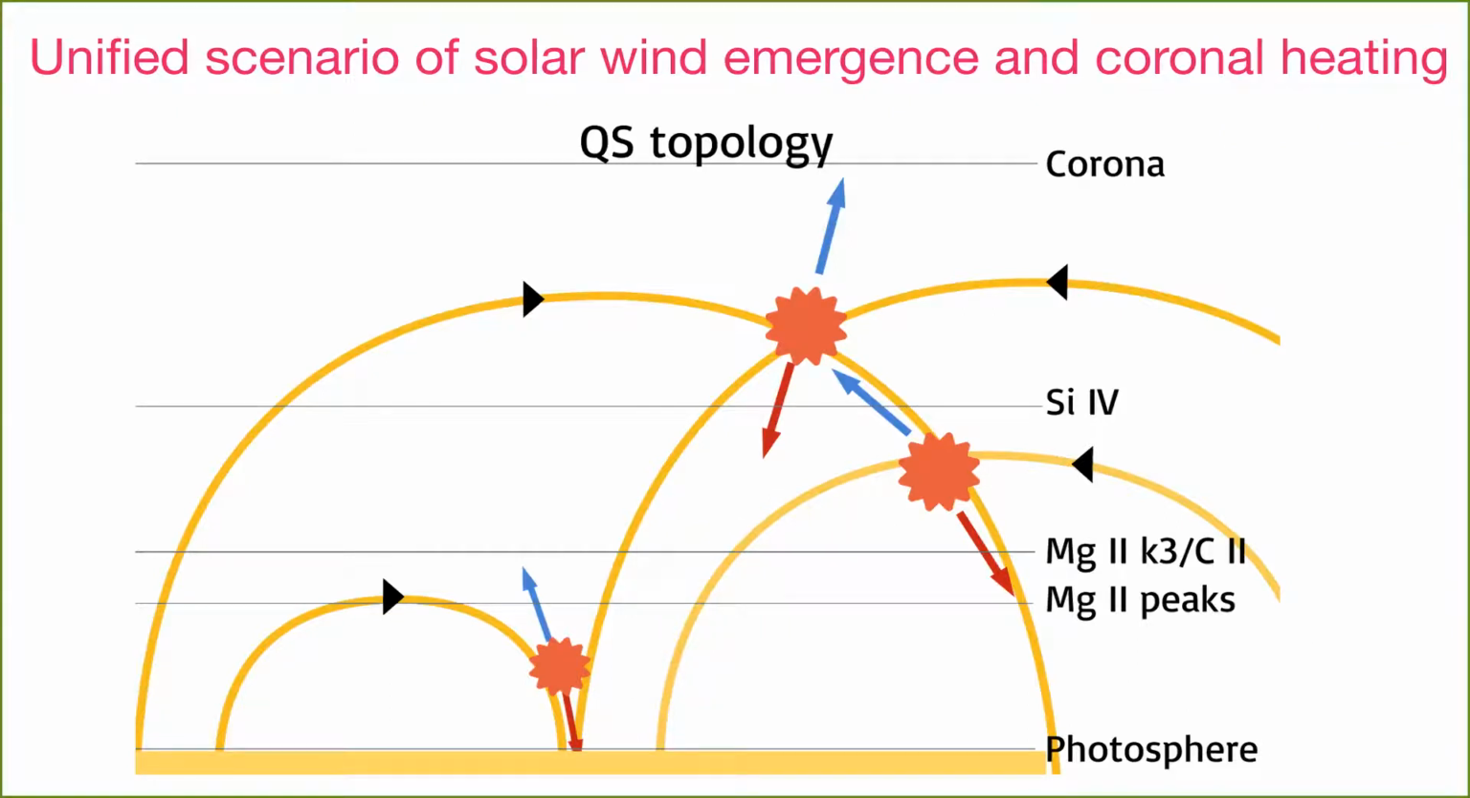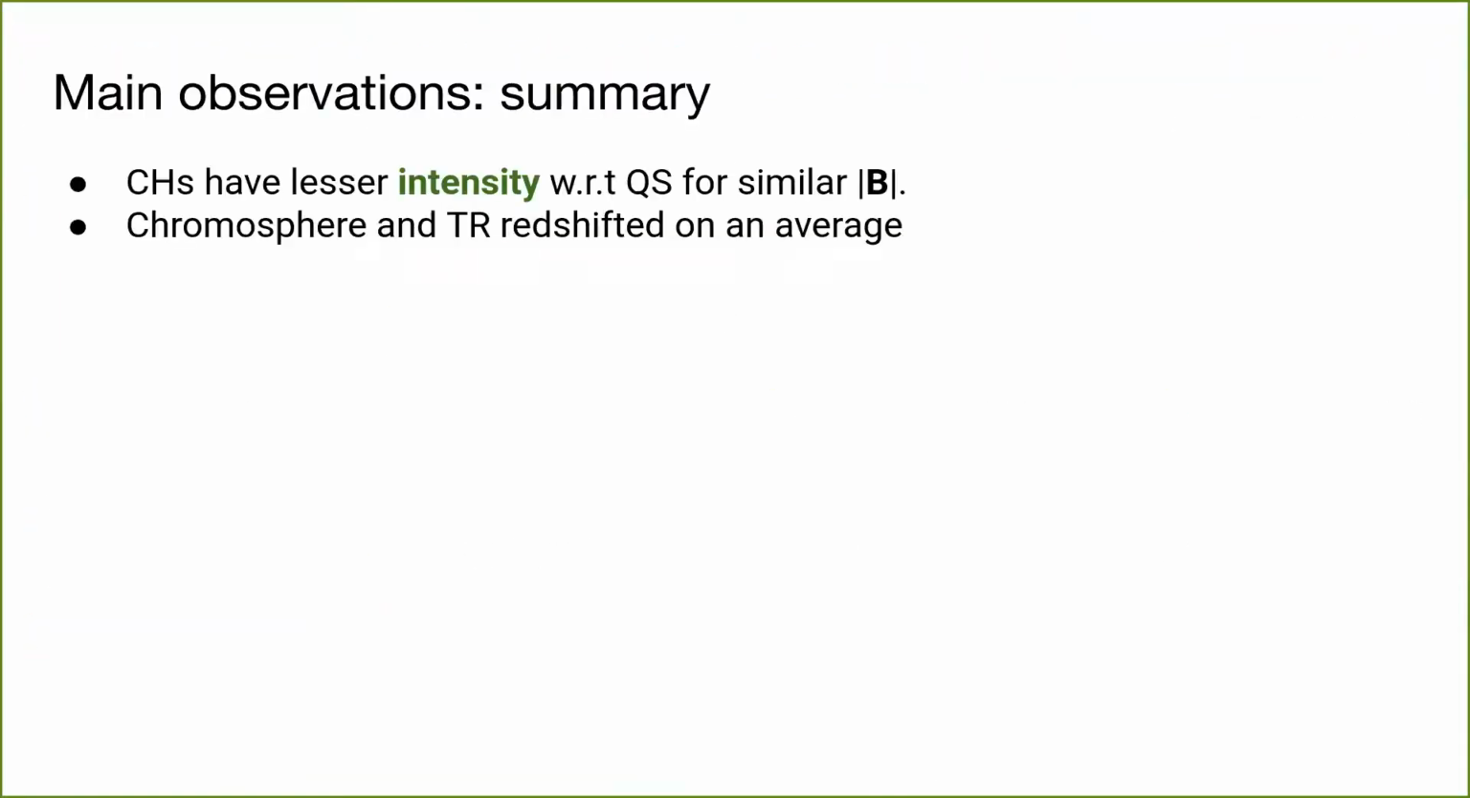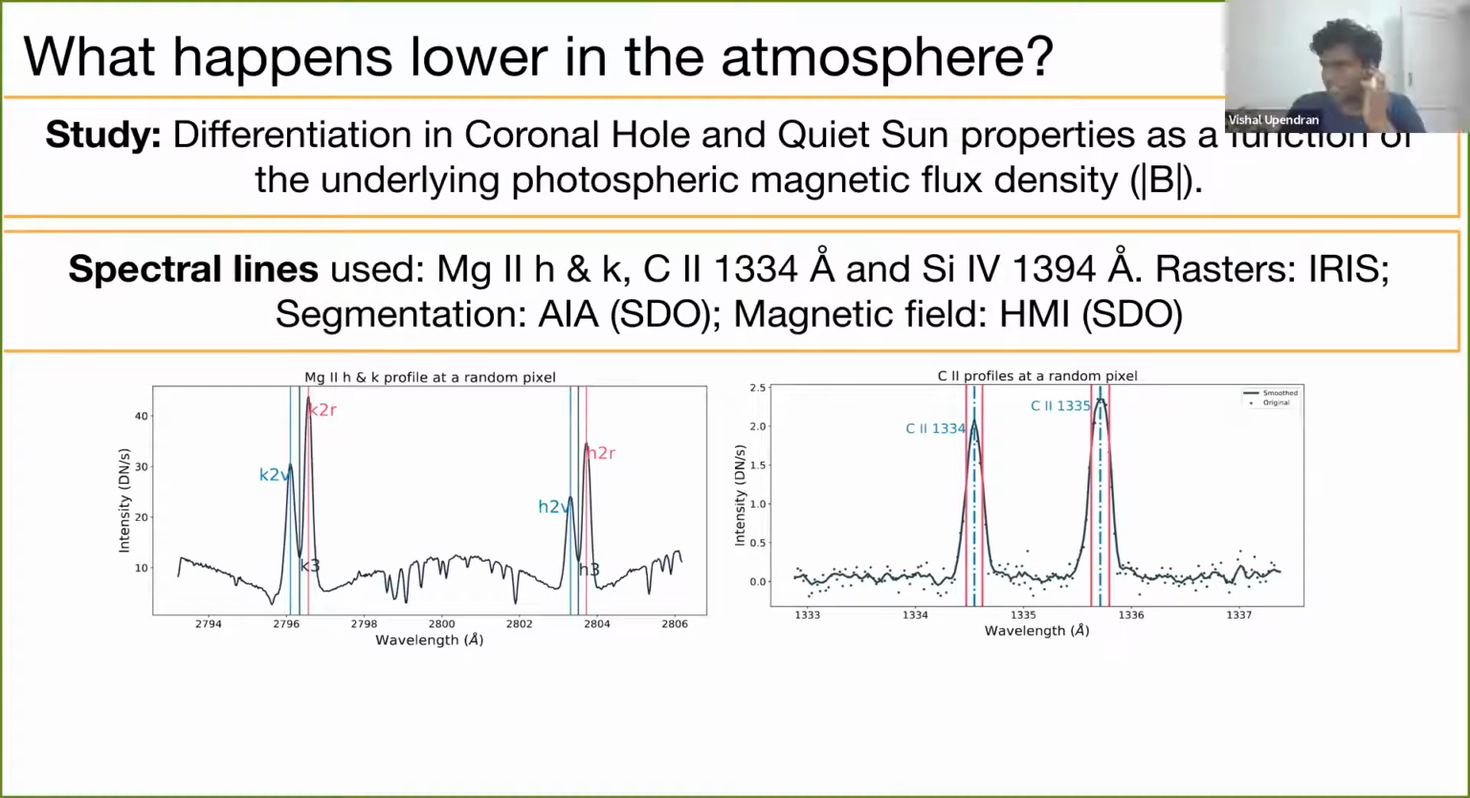But one question is about the C2 line, you are showing two things. So is 1335 a ground state transition or an exact fine structure transition? This is a ground state transition, I think. I don't remember exactly. Usually around 1335, it is a fine structure state, so it's stronger than the ground state. So I was a bit worried. I need to check.